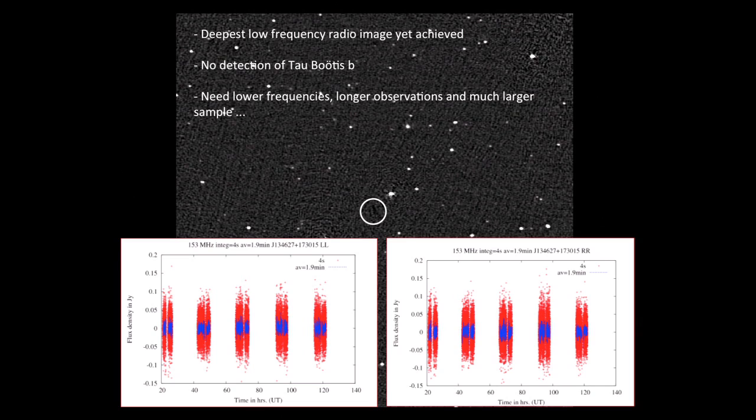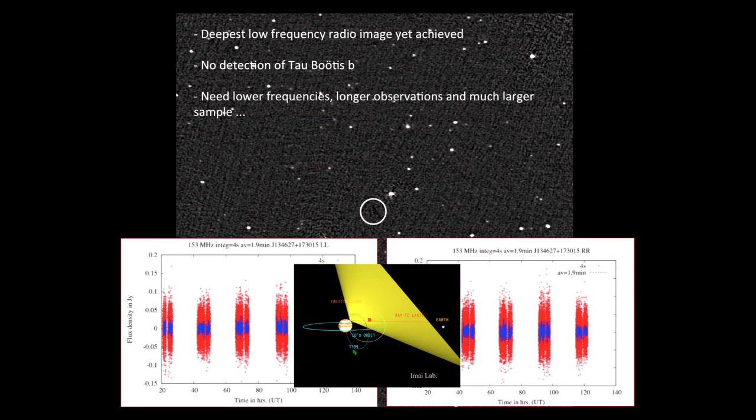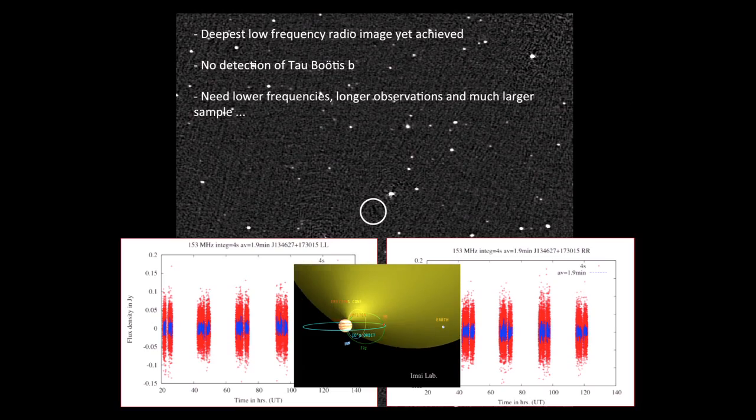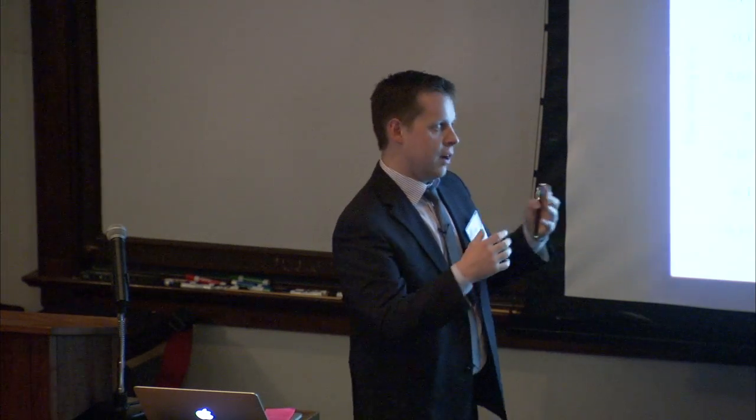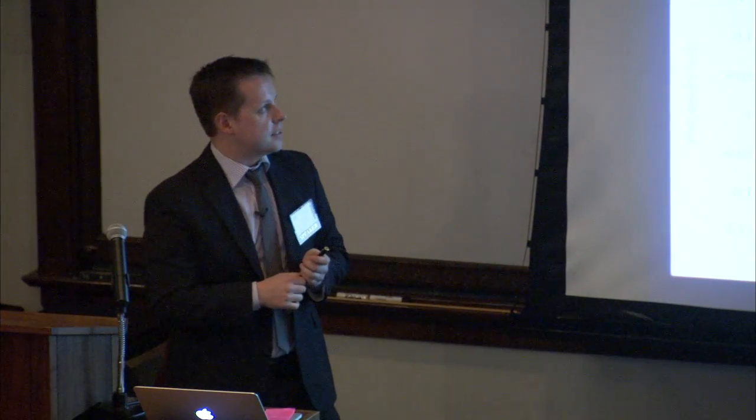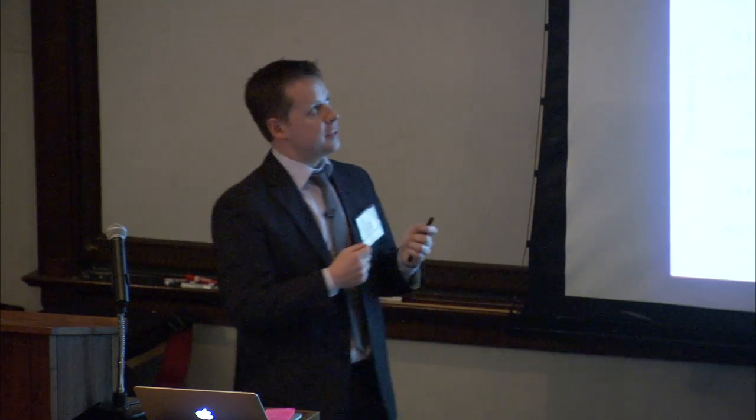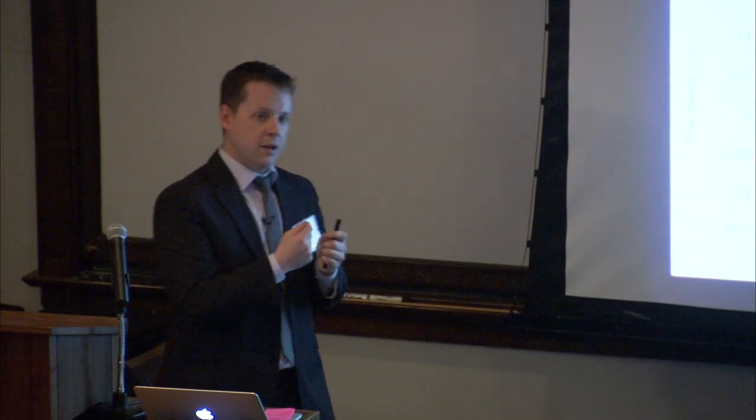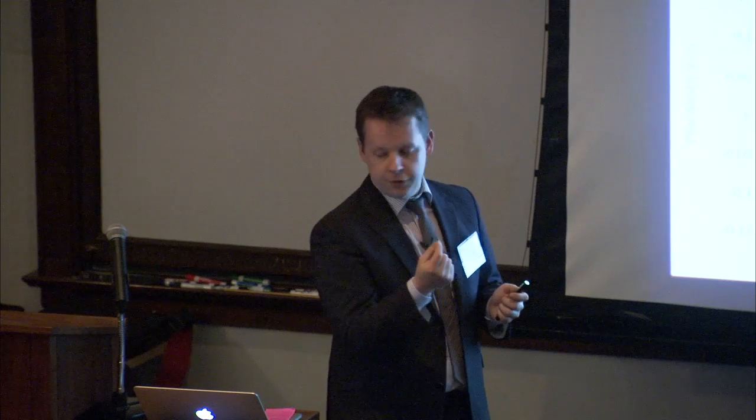This is at 150 megahertz. Remember, Jupiter drops off at exactly 40 megahertz. It's gone. Also, remember that these things are beaming like lighthouses. If you're looking from the wrong direction, you can't see it. So we need to observe lots of planets for lots of time to try and detect this. And that's the challenge that's been facing planetary radio astronomy for the last few years.